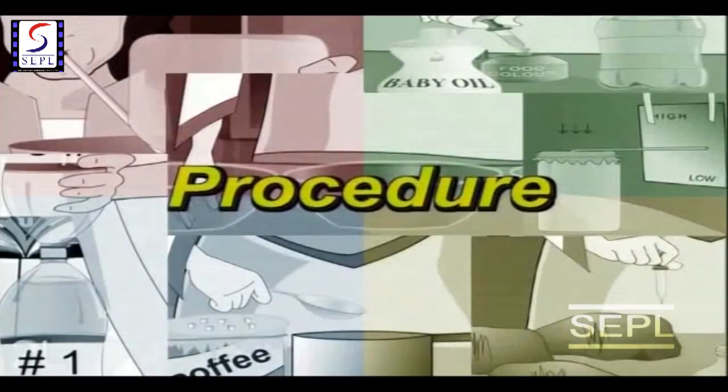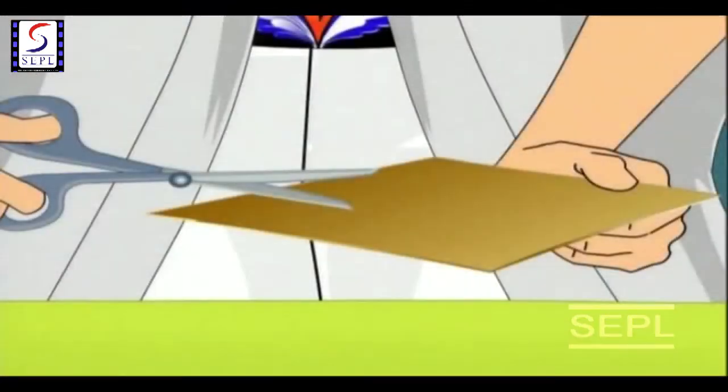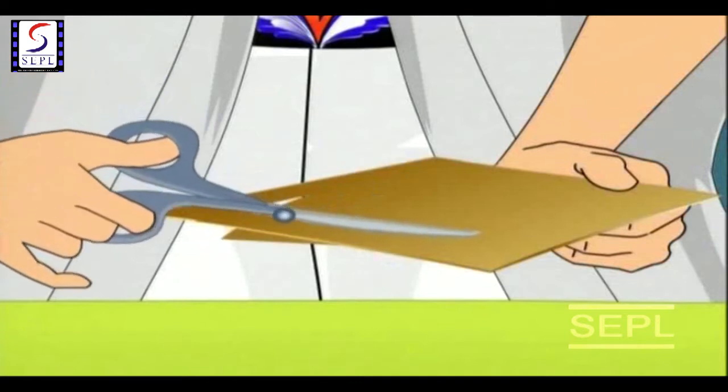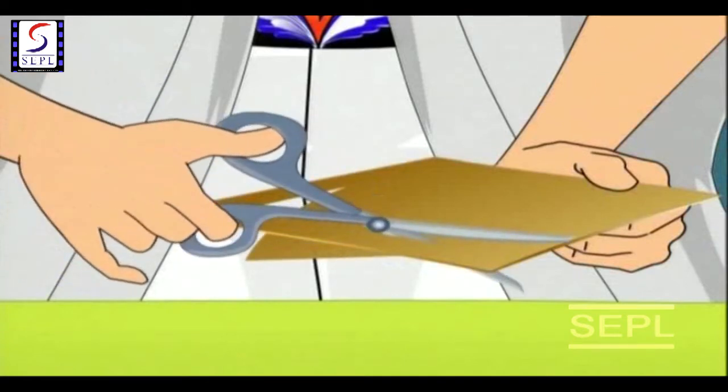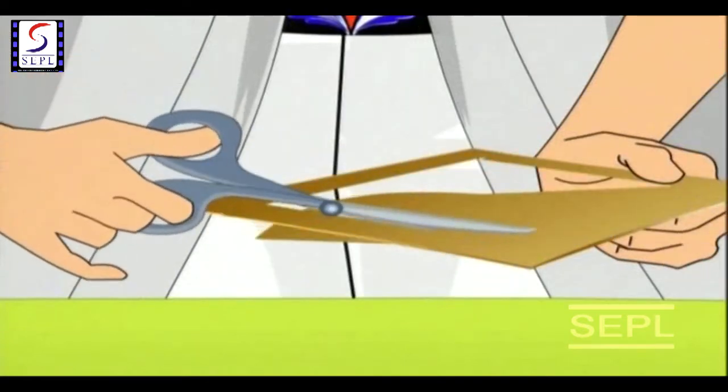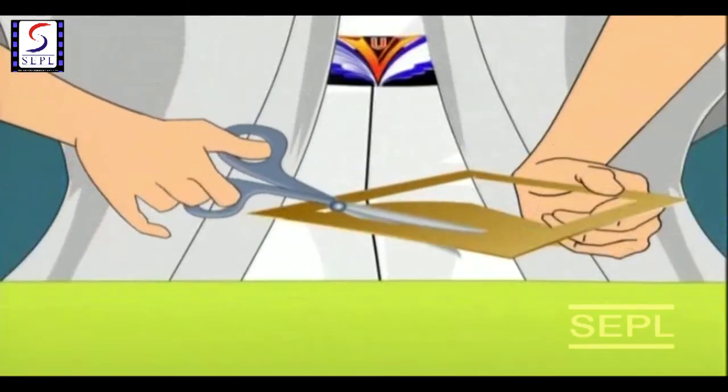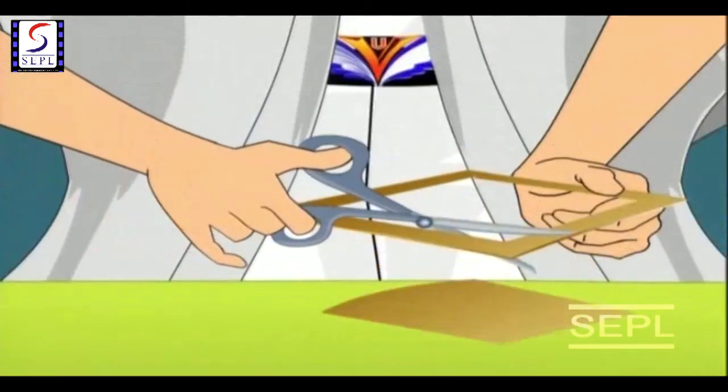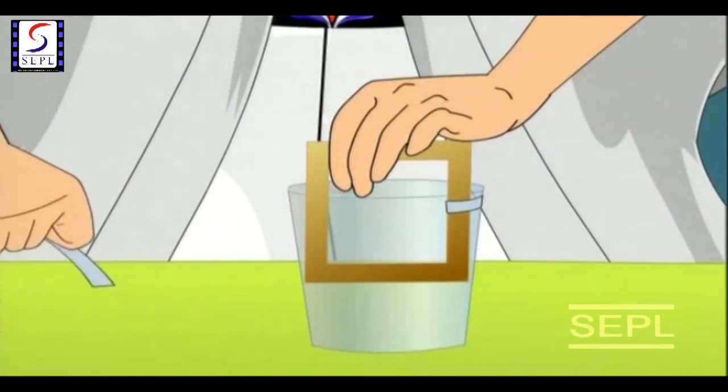Procedure: Cut a 1 by 3 inch rectangle from the center of the 3 by 5 inch card. Tape the card lengthwise to the glass so the opening is directly over the rim. The rim of the glass should be in the center of the opening.